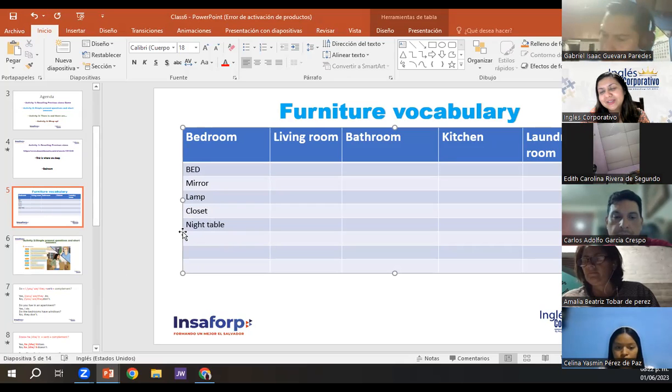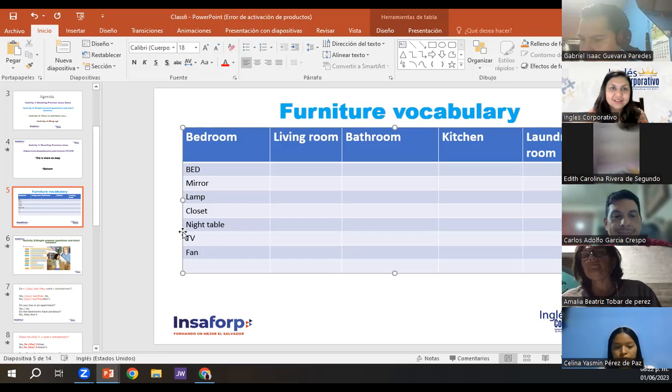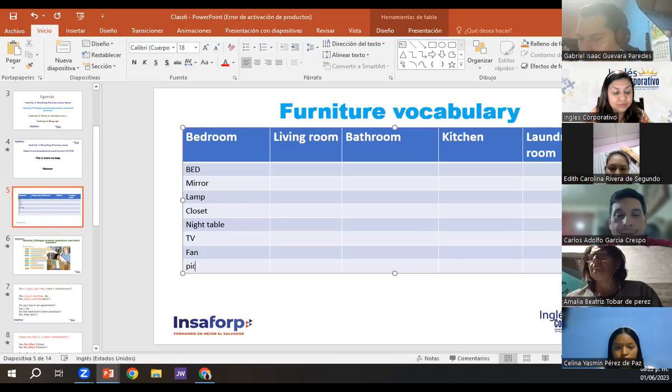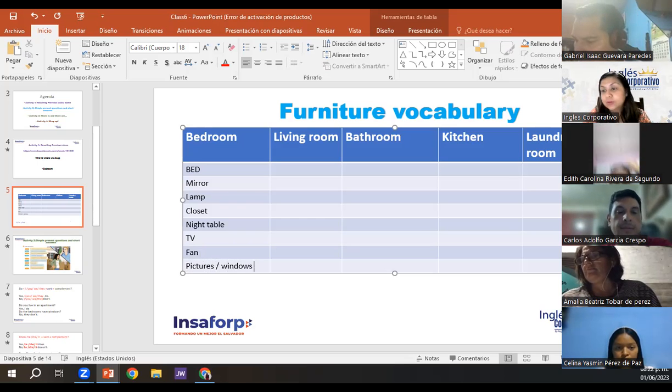What else do you have in your bedroom? TV. Okay, nice if you have a TV. I have a fan because when it's hot, I turn on the fan, right? The fan. Some picture. Pictures, or windows. Okay, windows. Good.